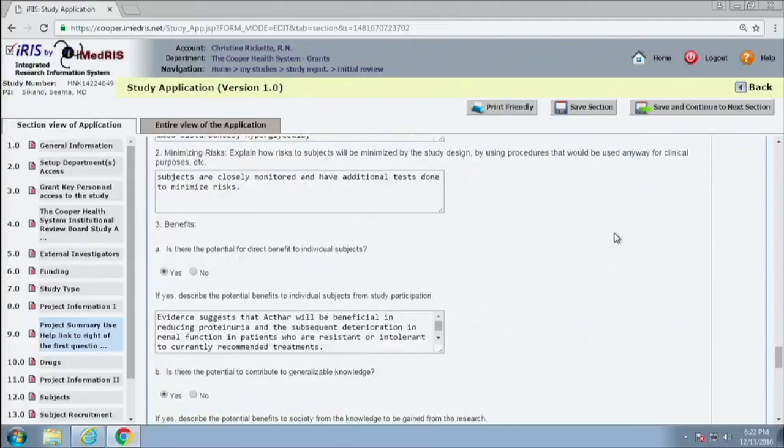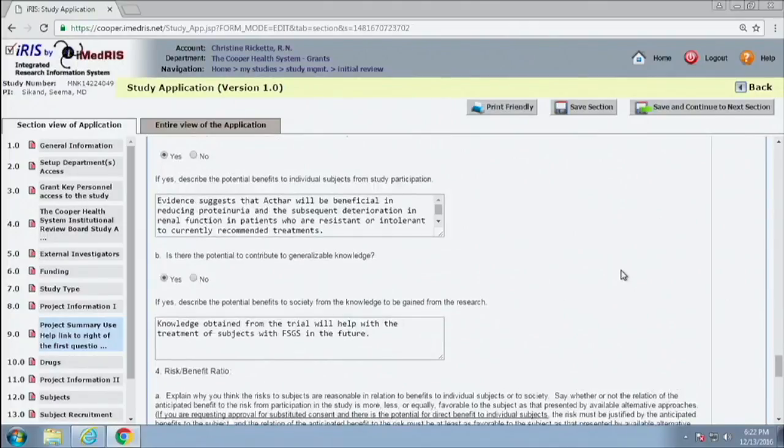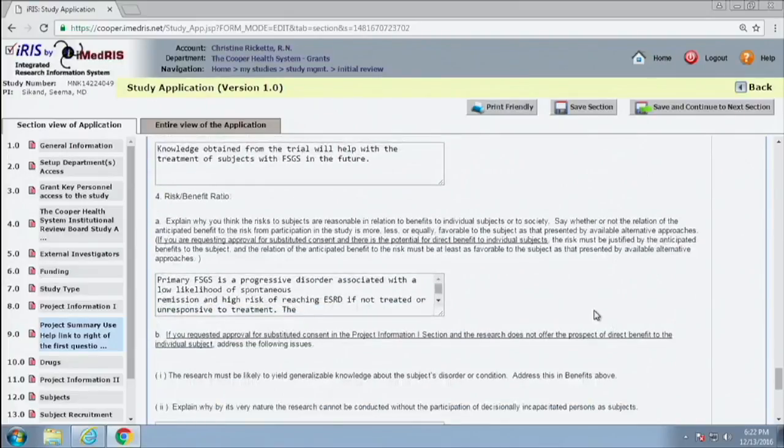How you're going to minimize the risk, because we want to make sure that the risks don't outweigh the benefits. And they talk about potential benefits, which doesn't have to be to the individual subject, but it can be for society. Then the risk to benefit ratio, proving that, you know, the risks are not greater than the benefits.